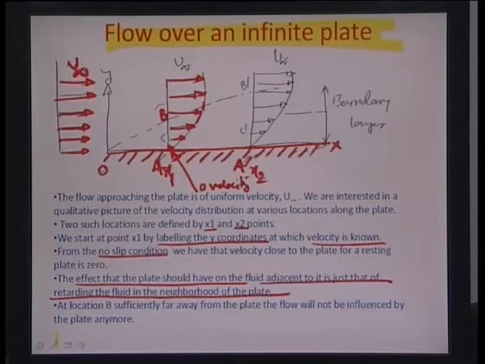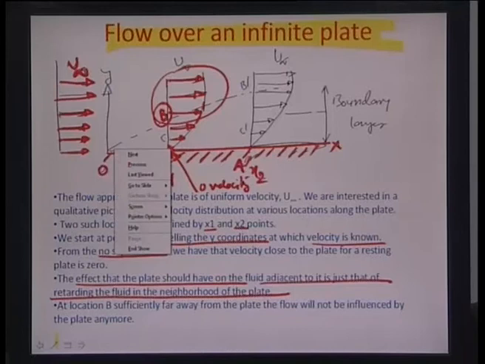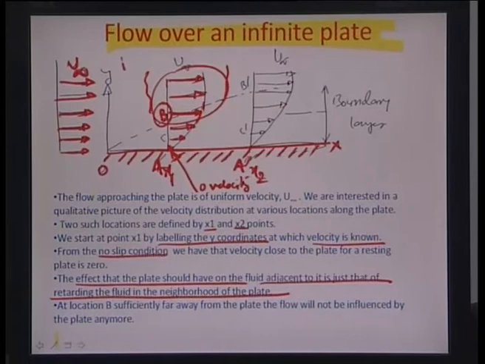Now at a location B, which is sufficiently far away from the plate, the flow will never be influenced by this no slip layer, because the velocity has already attained a certain value U infinity beyond that. So this particular region we can approximate as an inviscid region, okay, where the viscous effects are not felt. So velocity here, irrespective of the fact that the plate is close by, has already attained the U infinity magnitude and is all the same. That is what an inviscid flow would typically look like in a physical situation.